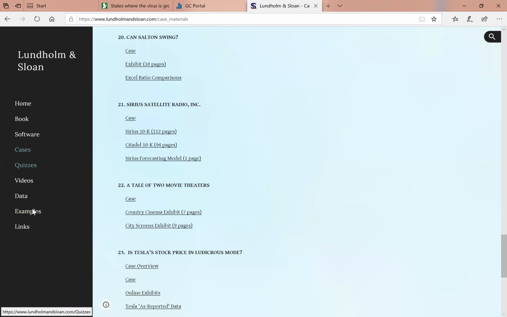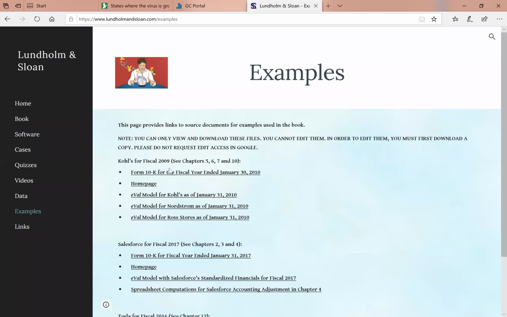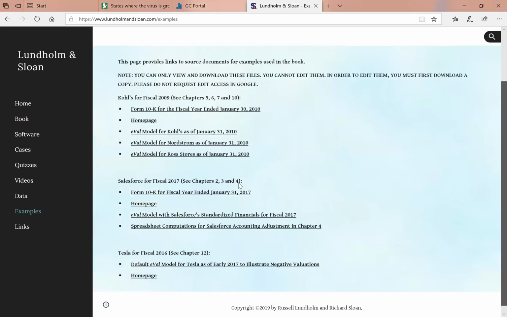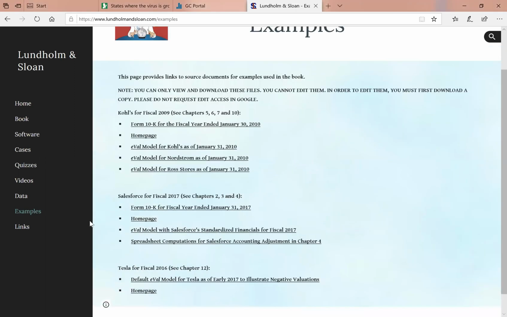Let's see the examples. You can see from your terminals, I share my screen. They do the valuation for Nordstrom, and also for companies including Amazon and also Tesla. You can find these valuations on this website with more details.